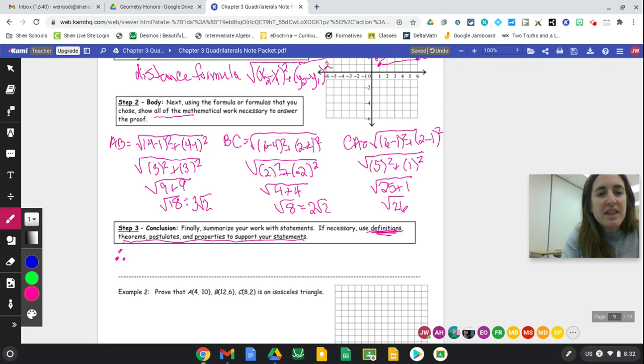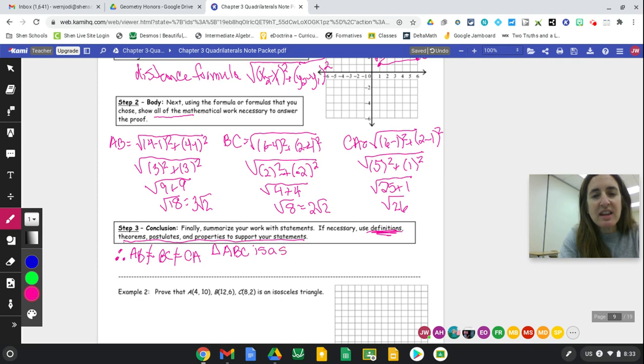So therefore, that I have discovered the length of AB is not equal to BC, which is not equal to CA. The 3 lengths are not equal. So now I know that triangle ABC is a scalene triangle. I like to start by repeating what they actually wanted me to prove.